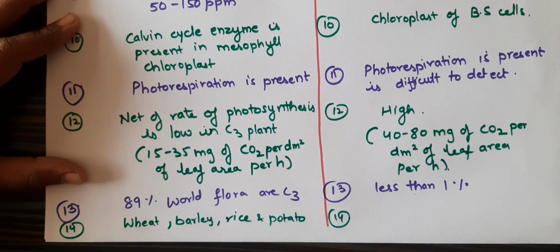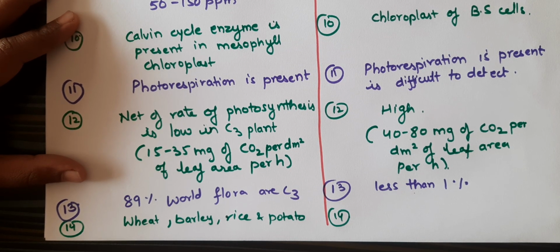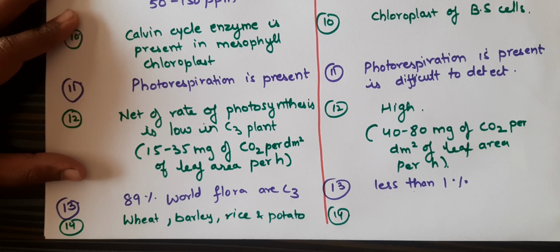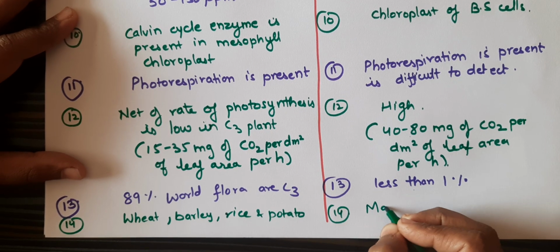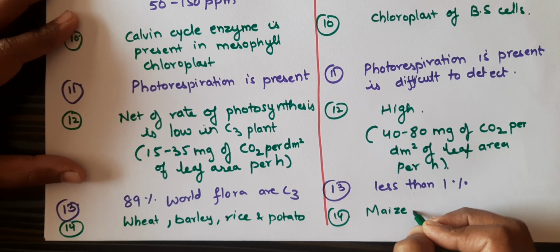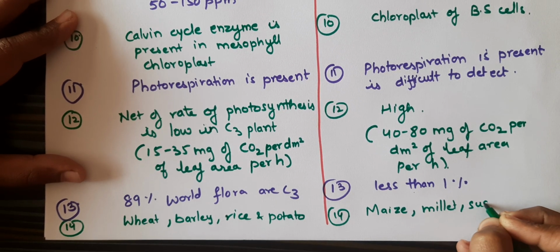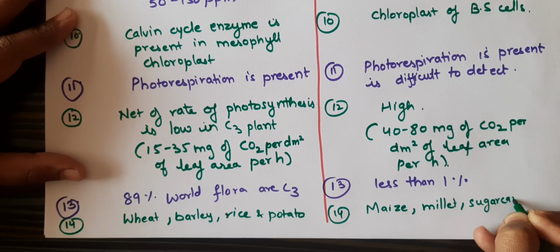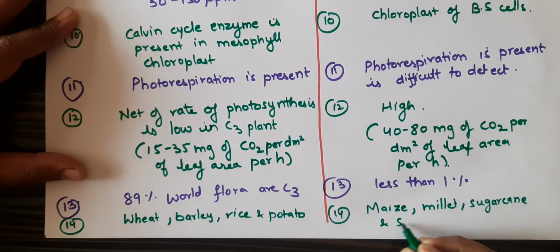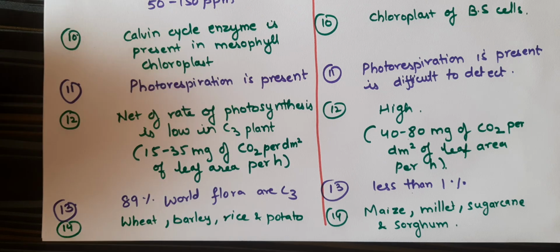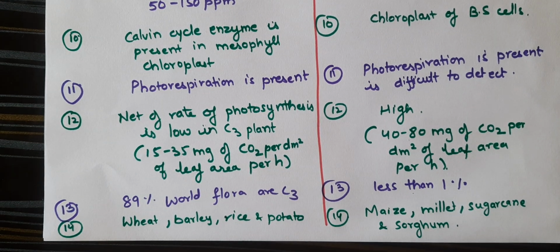However, the C4 plants are distributed in warm to hot areas or in open grassland, and examples are maize, millet, sugarcane and sorghum. So these are the 14 differences between C3 and C4 plants.